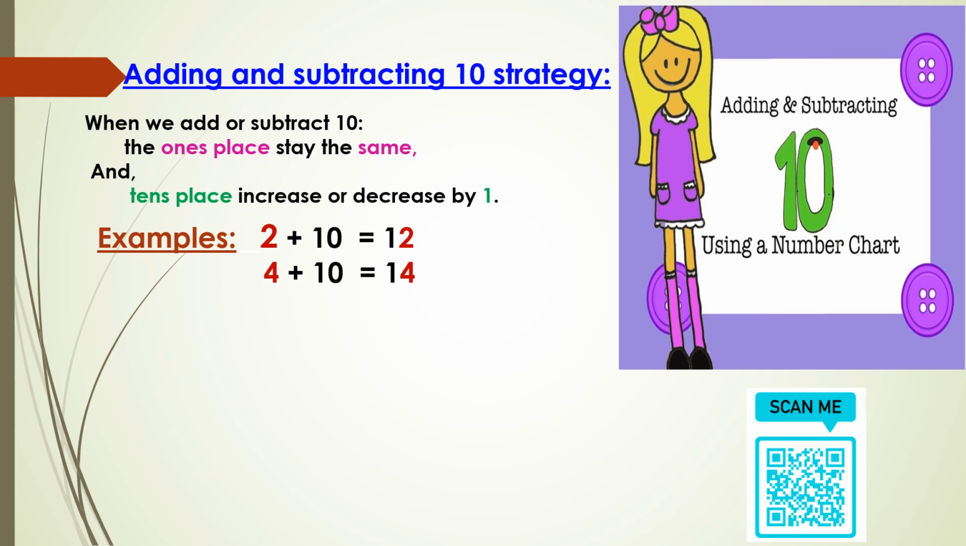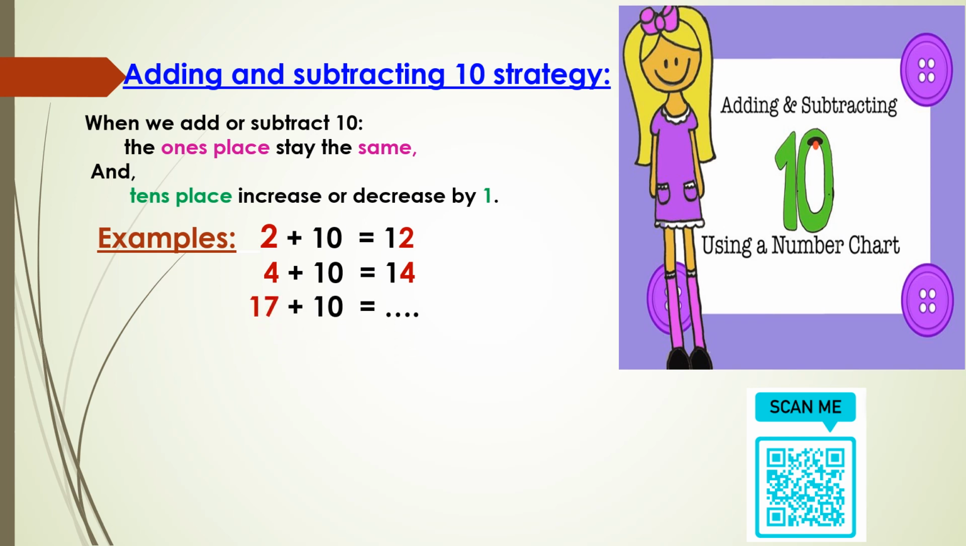You can also apply the counting on strategy. By the way, you can put 10 in your mind and 4 on your fingers and start counting after 10: 11, 12, 13, 14. Okay? Both strategies must give me the same result.